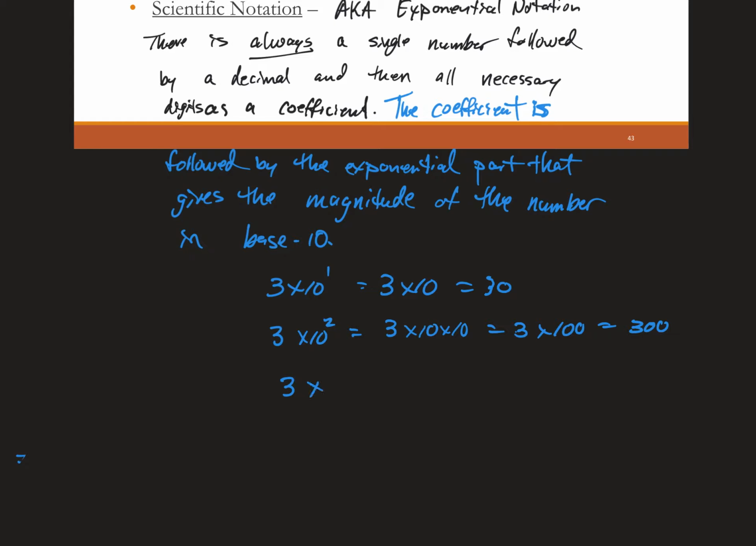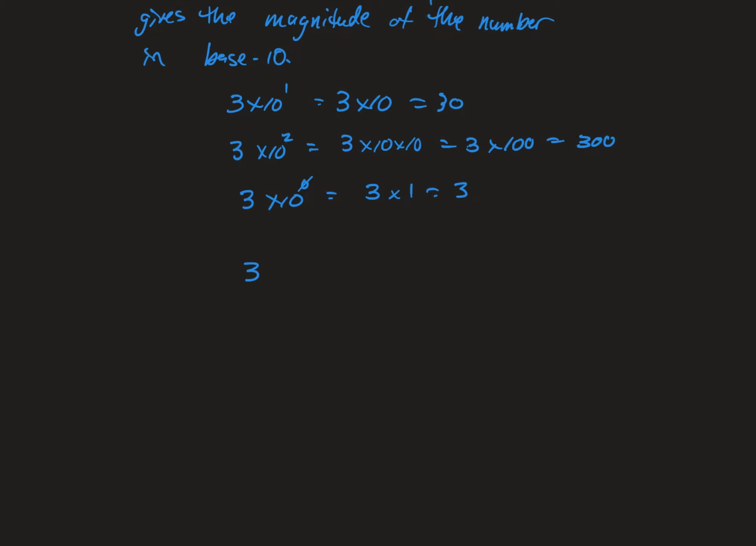Just as a side note, if you have 10 to the 0 power, this is 3 times 1, because any number to the power of 0 is 1. And so that would be 3. If you have 3 times 10 to the negative first, now this is the same as 3 times 1 over 10, or 3/10. That would be in standard notation. In decimal form, though, which is also standard, it would be 0.3. So right, we have that 1 there, which tells us we have 1 zero to the left of the 3.